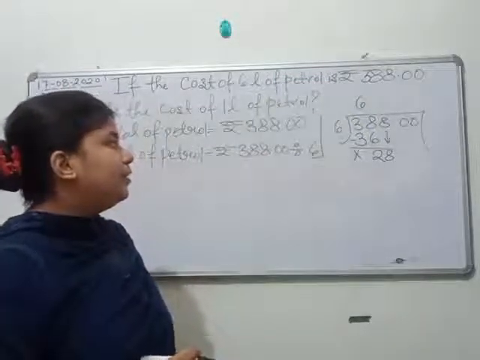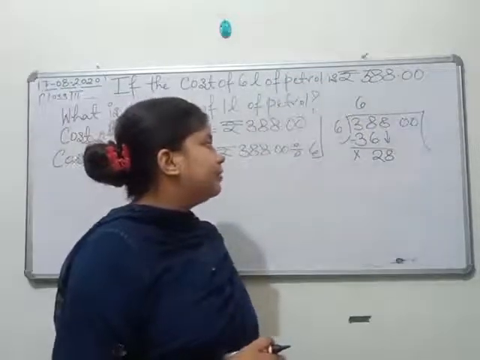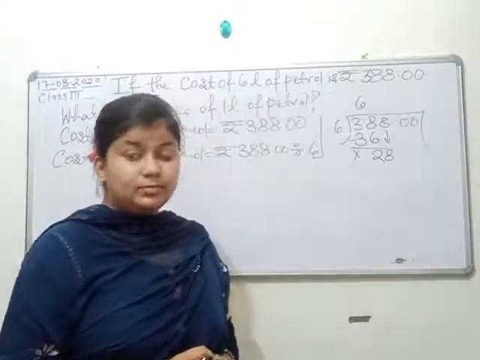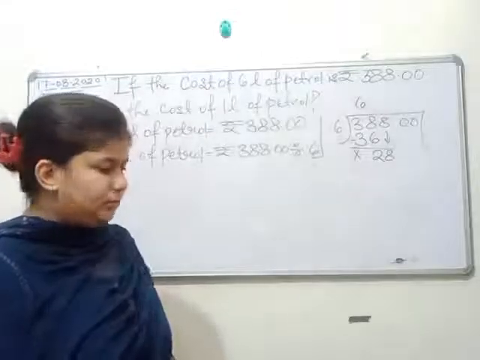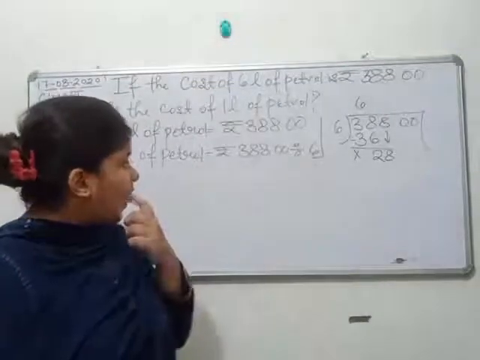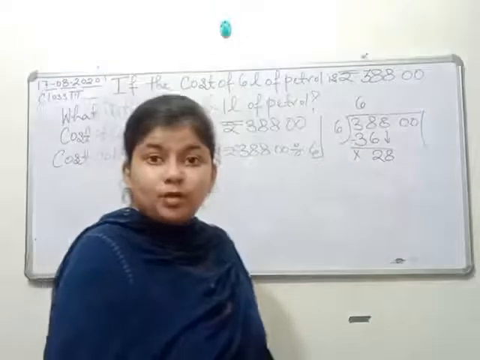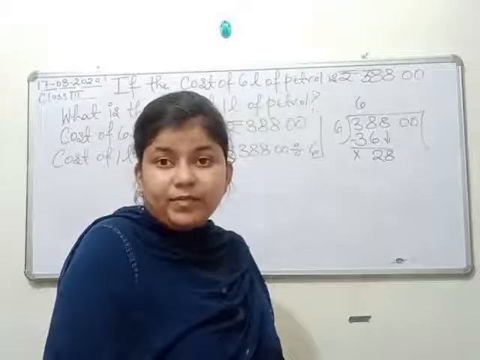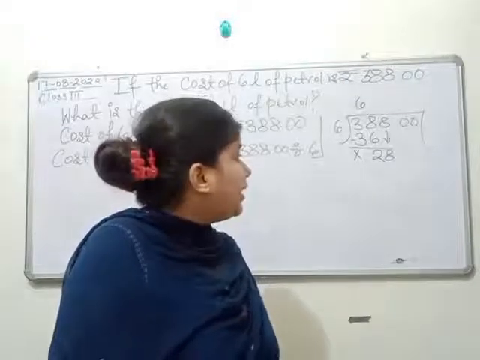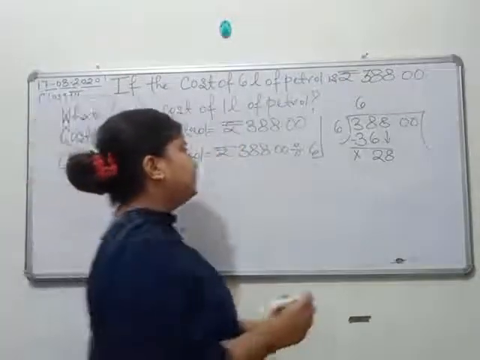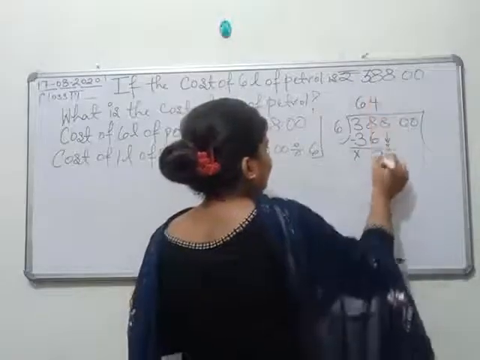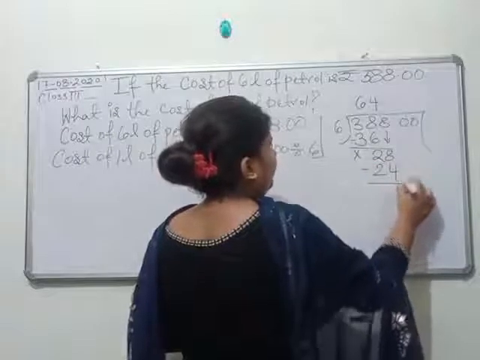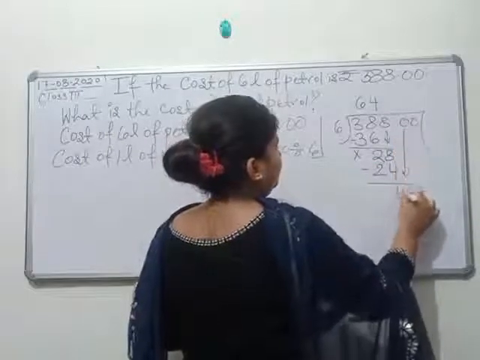Now do we get 28 in 6 table? No. So we will take it how many times? 4 times. Because 6 5 ja we will get 30. So we are going to take it 4 times. 6 4 ja 24. 8 minus 4 we will get 4. Now carry down this 0. 40.